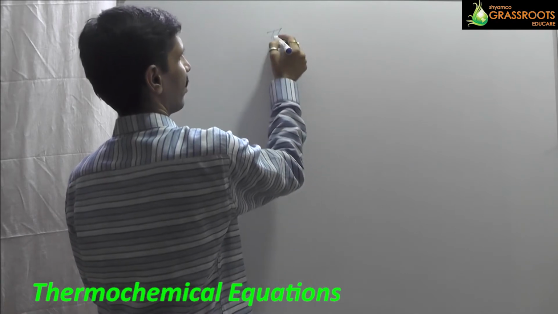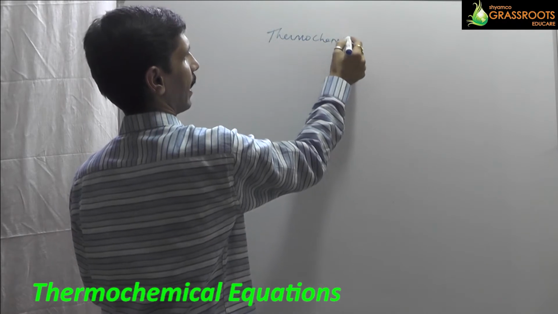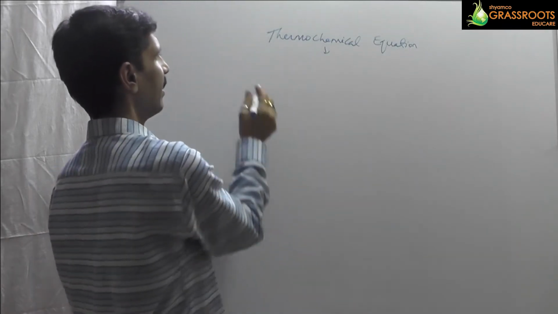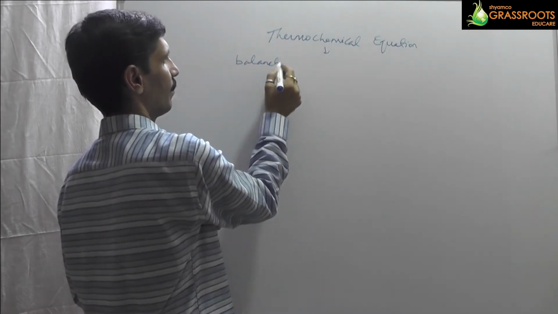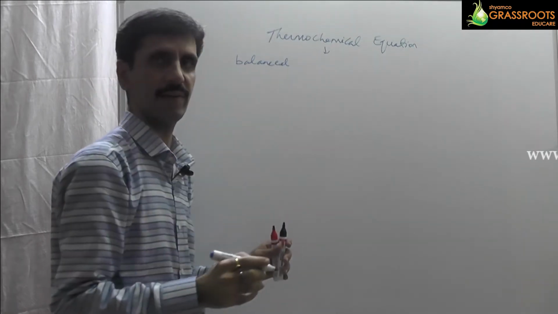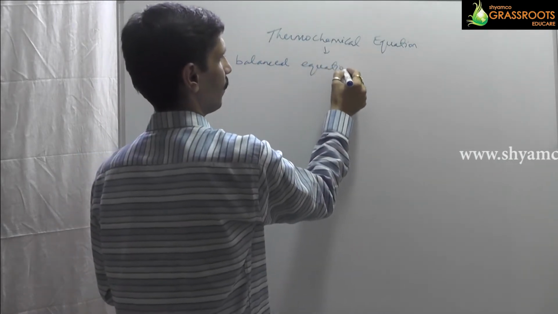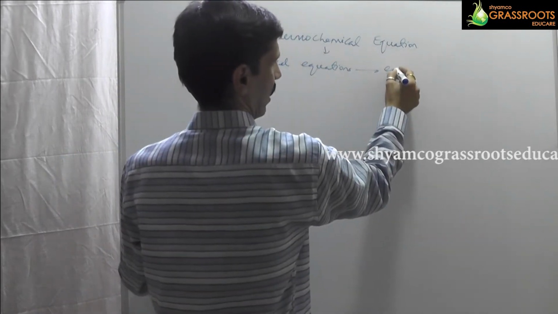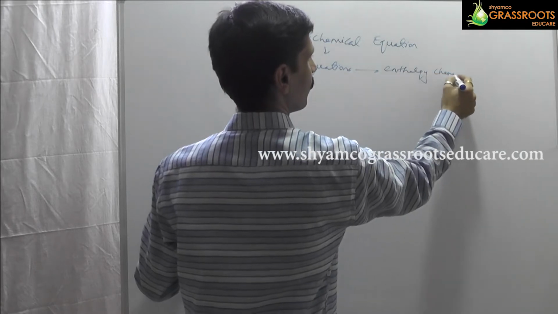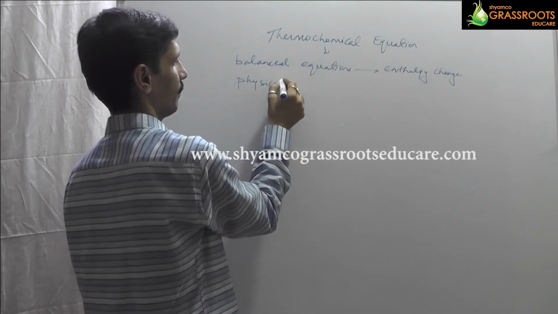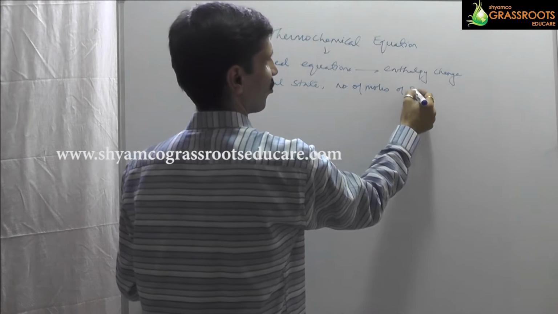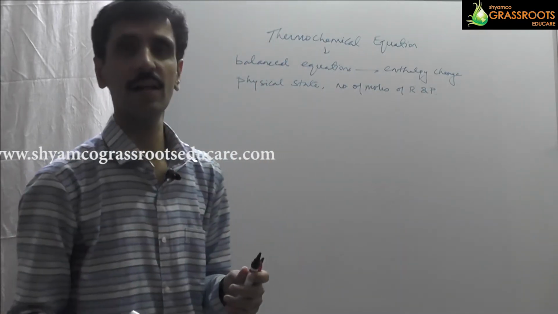Now, my dear friends, we go into our next concept, and that is called thermochemical equation. As the name suggests, what is a thermochemical equation? In simple words, these are balanced equations. As I already mentioned before, whenever you talk about a chemical reaction, it has to be balanced. So they are balanced equations which are going to be considered as a specification of enthalpy changes, the physical state, and the number of moles of the reactants as well as products. This is called a thermochemical equation.